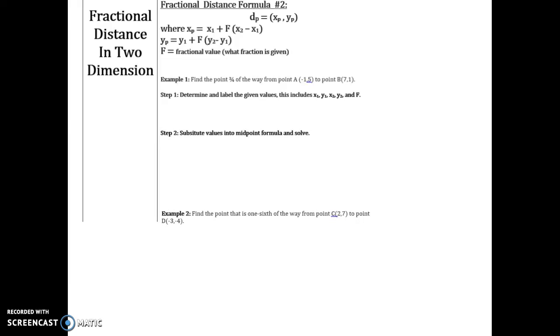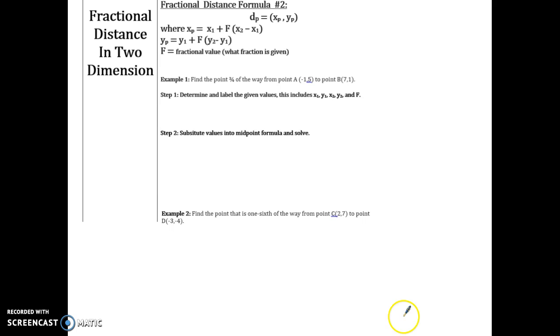So good morning or good afternoon, everyone. Today we will be learning about fractional distance in 2 dimensions. This is very similar to what we did yesterday, except instead of a number line, it should be on a graph. We'll do examples of a graph a little bit later on.